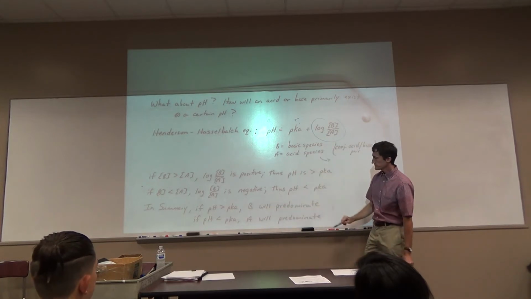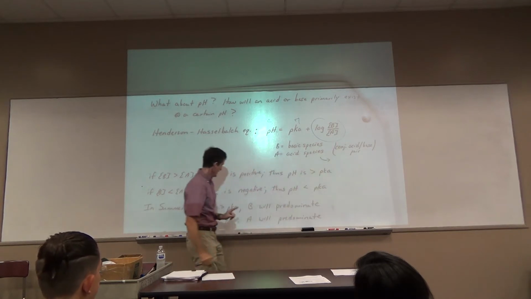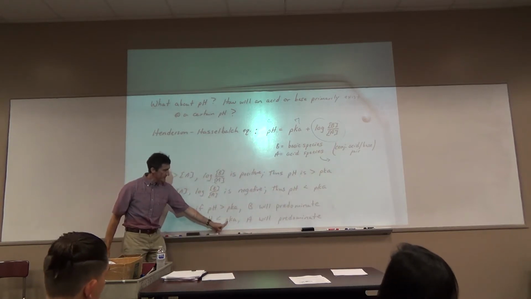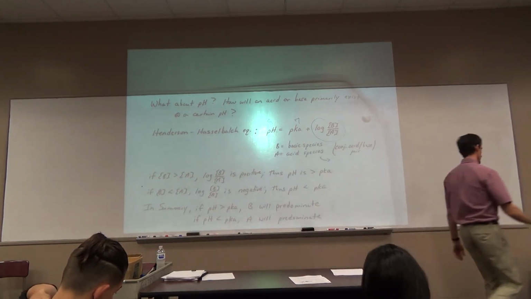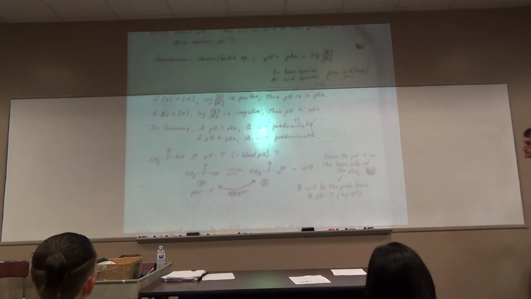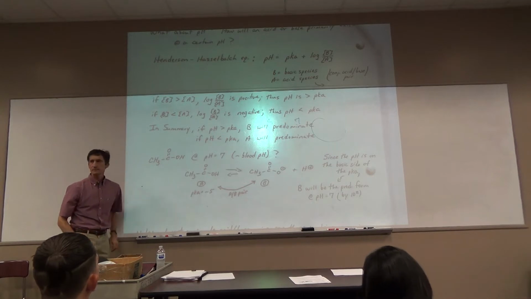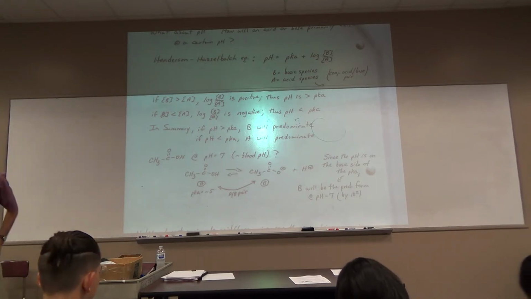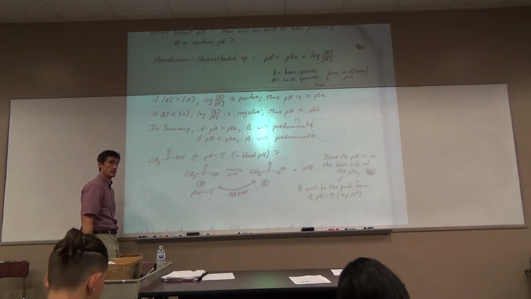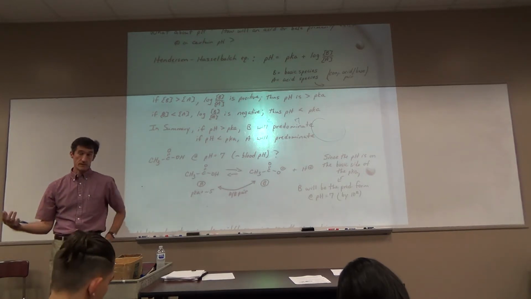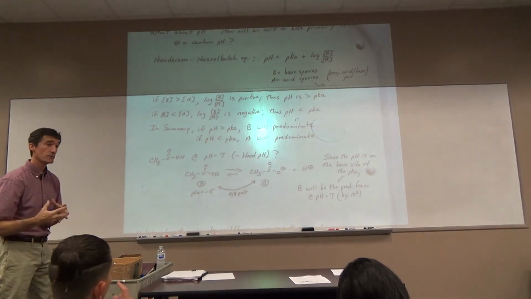B will predominate. On the other hand, if it's reversed, A would have to be the larger number. So if pH is less than pKa, A will predominate. There's your take home. Let's try to use this. Acetic acid. How will it exist at a pH of 7, which is blood pH? That is, we're talking about conjugate acid-base pairs. Will it be in the acidic form or the basic form?